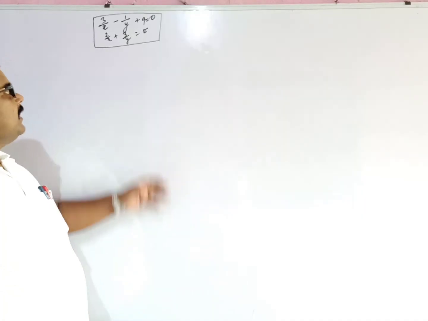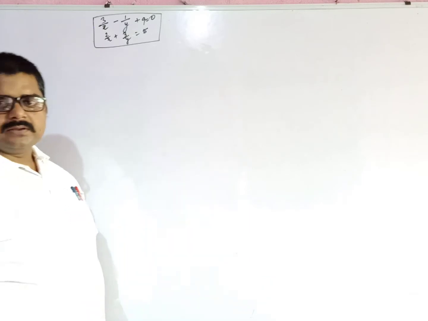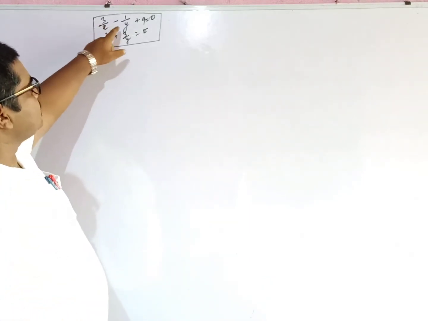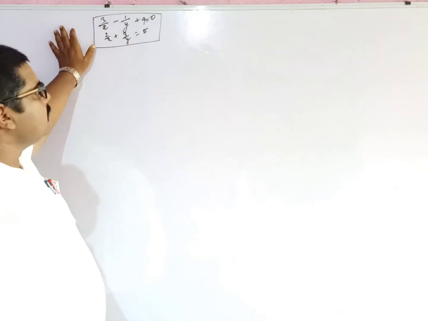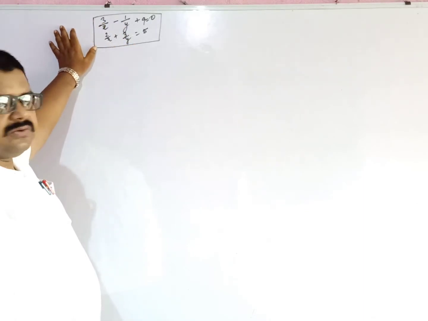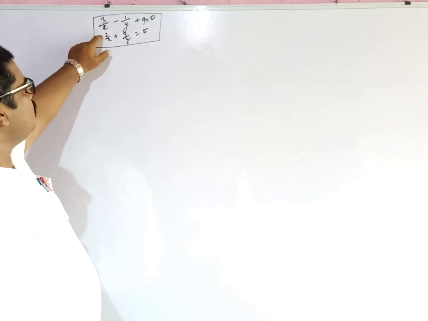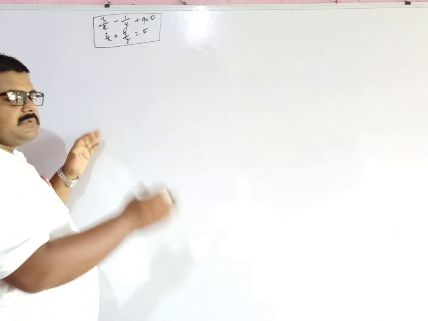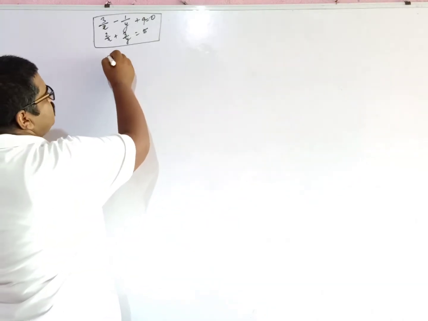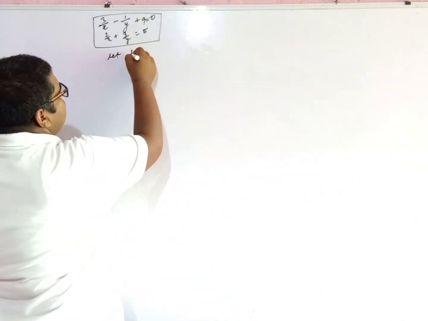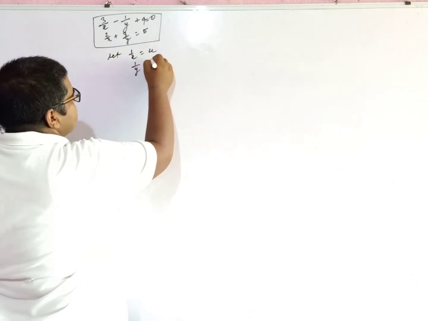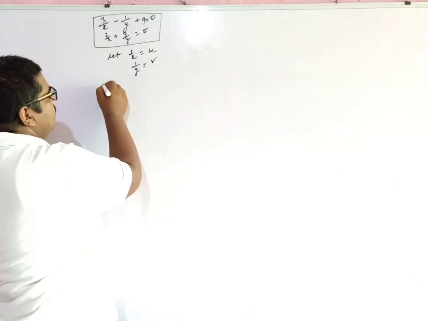My dear students, I have selected the third one. In this question you can see that 3 upon x minus 1 upon y plus 9 is equal to 0, and 2 upon x plus 3 upon y is equal to 5. To solve such a question, you have to let 1 upon x be equal to u and 1 upon y be equal to v.